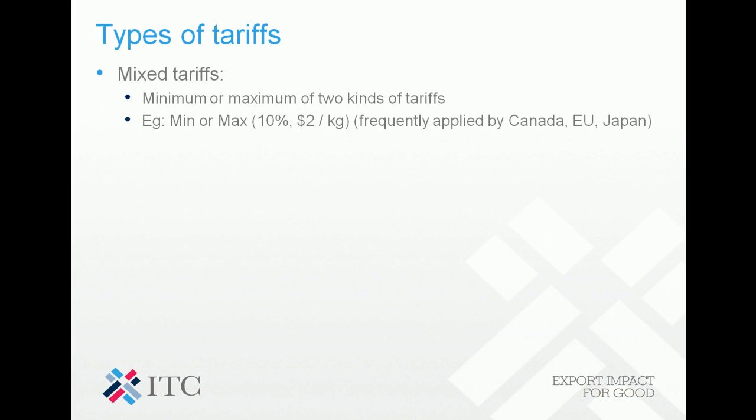Moreover, there are mixed tariffs applied, for example by Canada, the European Union and Japan. They either apply the minimum or maximum of an ad valorem tariff or a specific tariff. For example, if we face a mixed tariff where we pay the maximum of 10% or $2 and export cheese worth $100 per kilogram, then the tariff we'd pay would be $10, as this ad valorem tariff is larger than the specific tariff of $2. But if the cheese were worth $10 per kilogram instead of $100, we'd pay the specific tariff of $2 instead of the 10% tariff, which would amount to only $1 here.